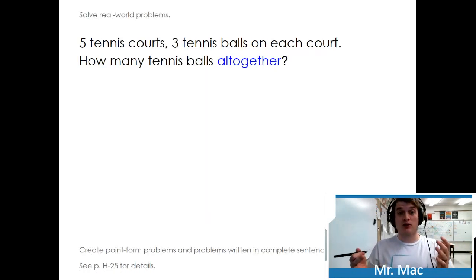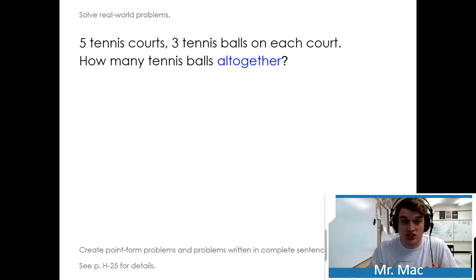Let's look at some real problems, and then you'll get a chance to work on them at home. 5 tennis courts, 3 tennis balls on each court. How many tennis balls altogether? So we're looking for that total, that product. We know that our answer is going to equal something. What we do know is our sets and the number of objects in each set. Our sets are 5 tennis courts, and we have 3 tennis balls on each. So we're going to find our answer: 5 times 3. Skip count by 5s.